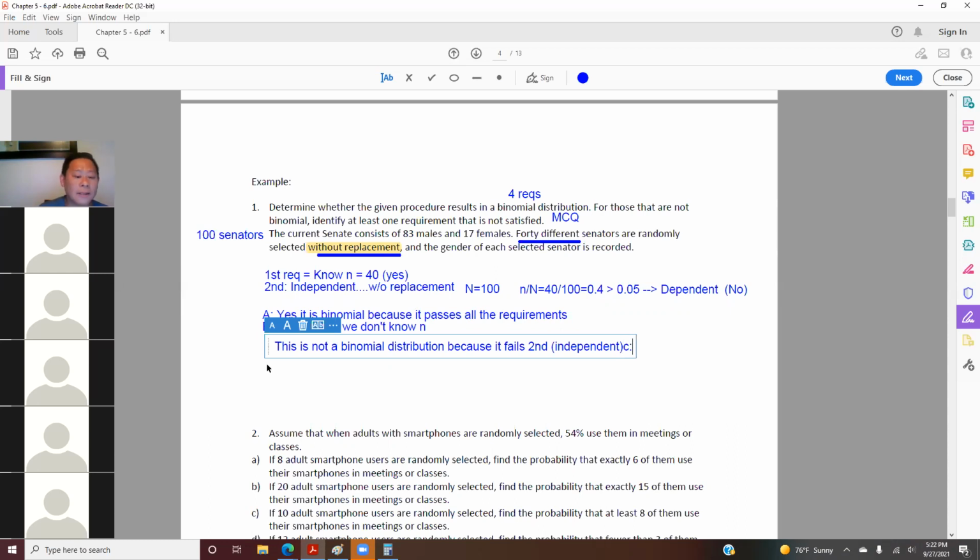No, because it fails, it's not independent. Okay, so I say it's not independent. This is C. And then I will also say D. So this is like a multiple choice in your test.